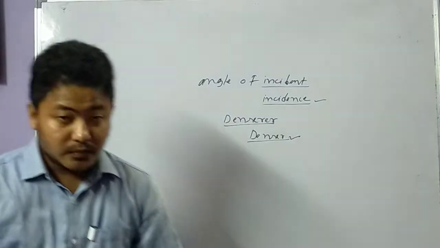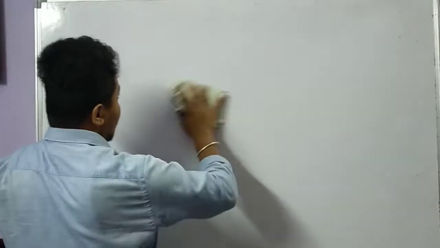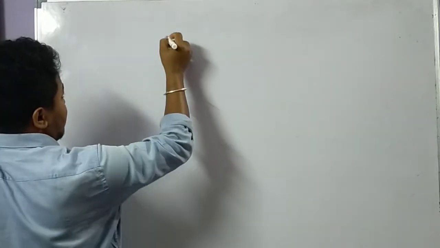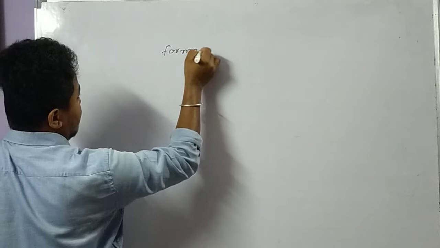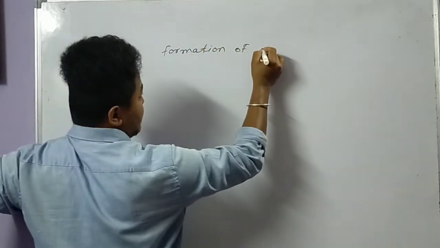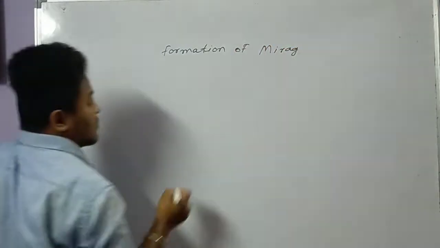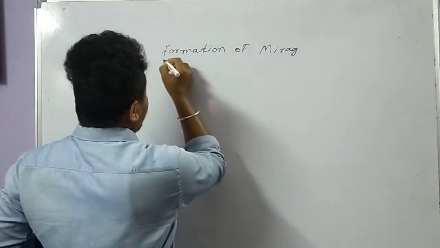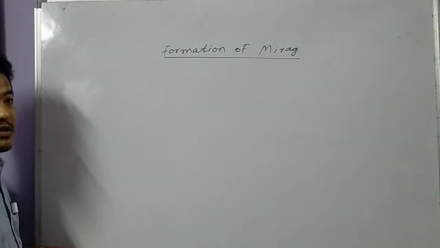As I told you, today we'll discuss the mirage formation, how a mirage is formed. You know, basically a mirage is formed in the desert. So please read the headline: formation of mirage. That is today's topic, how a mirage is formed. That we'll discuss.